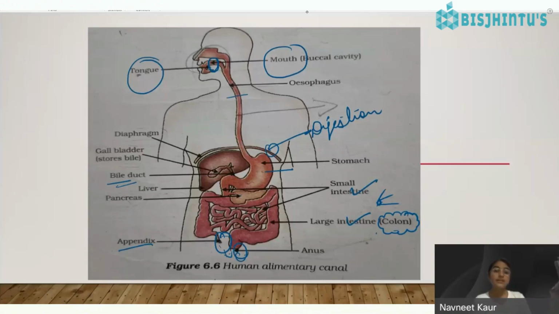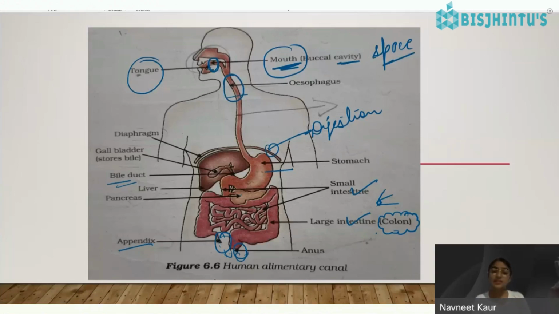Okay, so first of all, what is the functioning of the tongue? To mix up the food, right? And it takes place in the buccal cavity. Cavity means space. If there is space, only then will the mixing of food take place. What is the role of the oesophagus here? The oesophagus is responsible for transportation of food from the buccal cavity to the stomach.